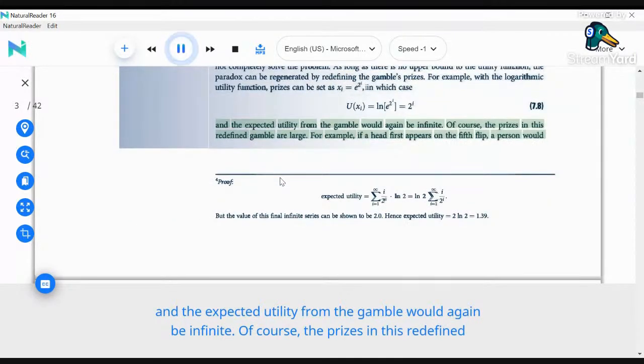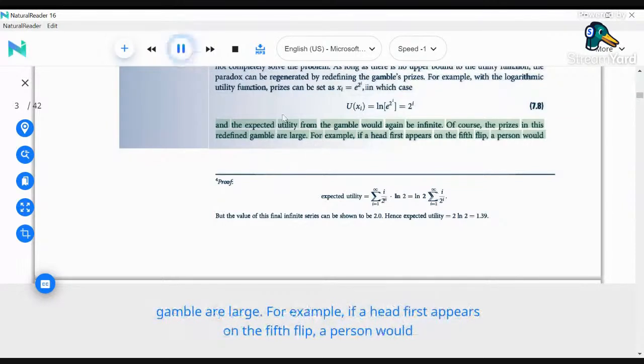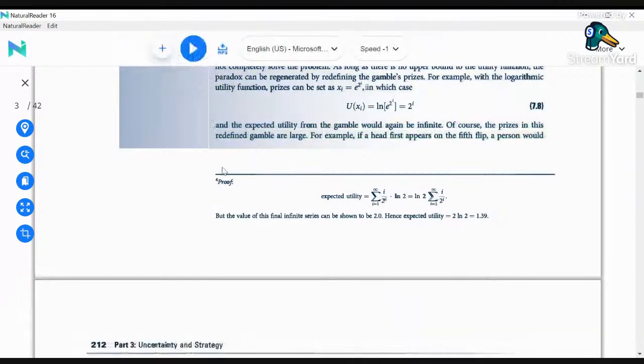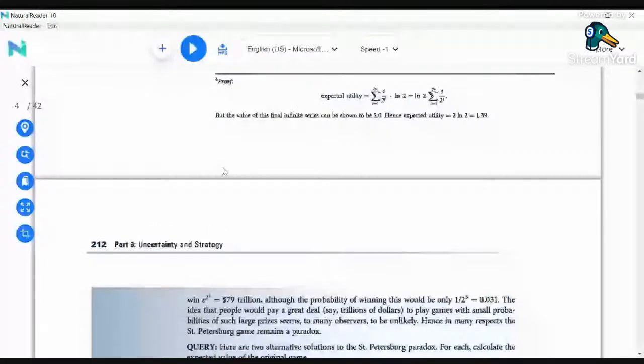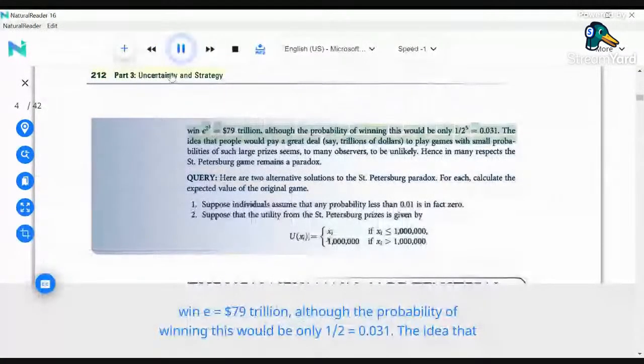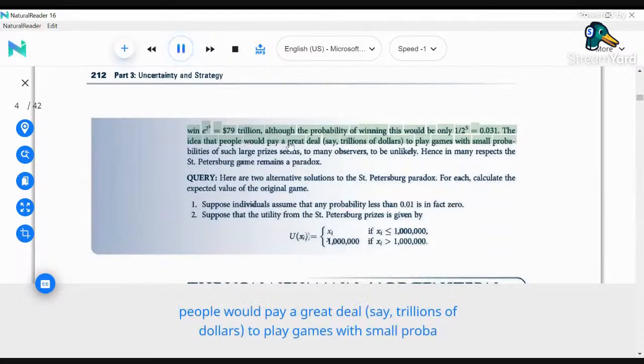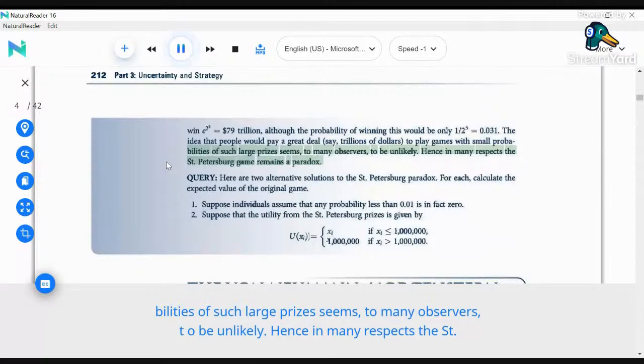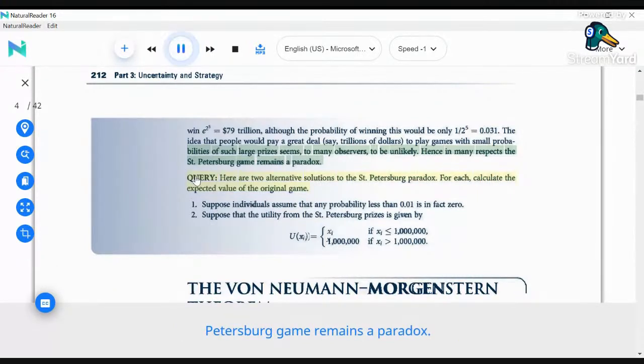Of course, the prizes in this redefined gamble are large. For example, if a head first appears on the fifth flip, a person would win e to the power of that amount, about $79 trillion, although the probability of winning this would be only 1/2 to the fifth, which equals 0.031. The idea that people would pay a great deal, say, trillions of dollars, to play games with small probabilities of such large prizes seems, to many observers, to be unlikely. Hence, in many respects, the St. Petersburg game remains a paradox.